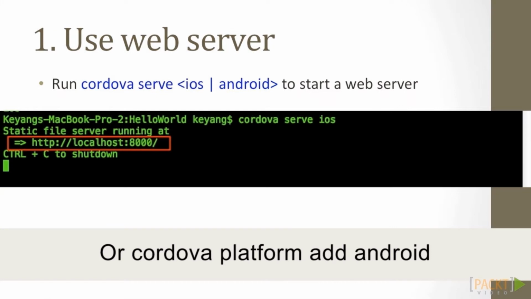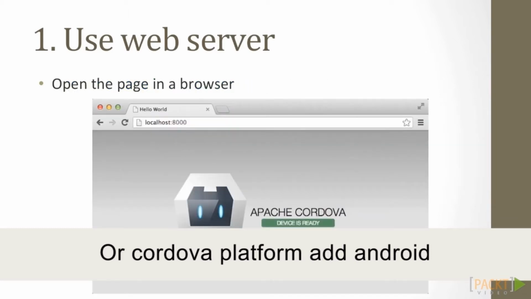Once the platform has been added, we can use the Cordova serve command to create a web server. Type in Cordova serve iOS. It will give you a URL where you can see your app. Open the URL in a browser and you will see the default PhoneGap app. Most of our development and debugging will be done with the help of this web server.